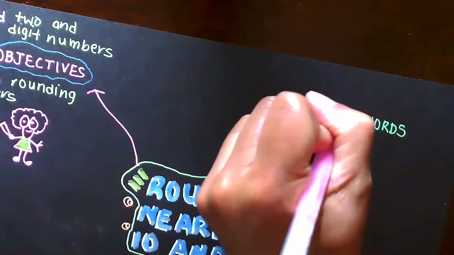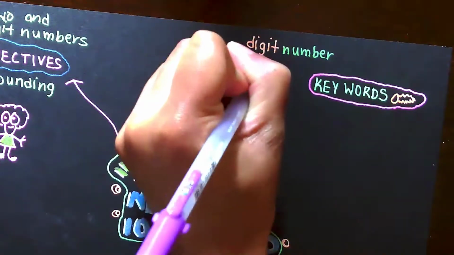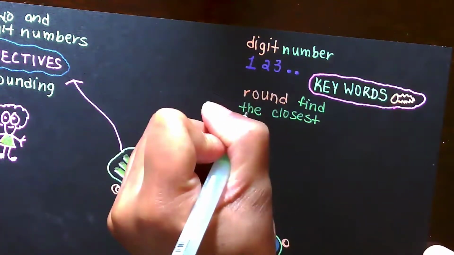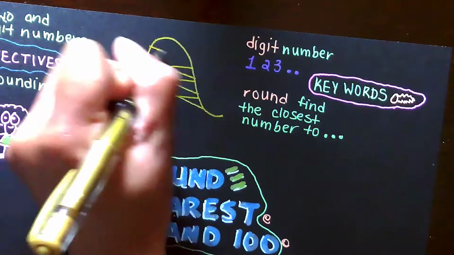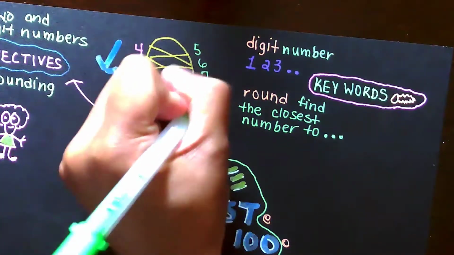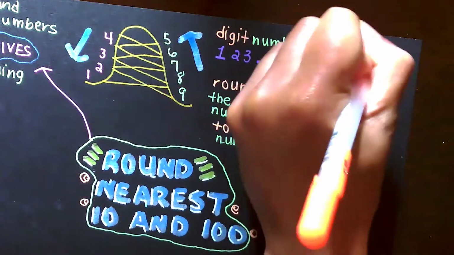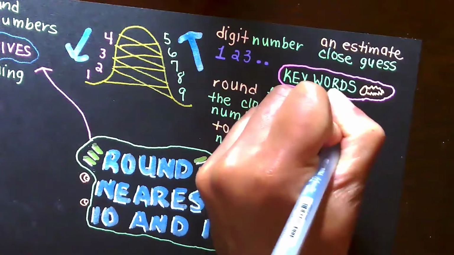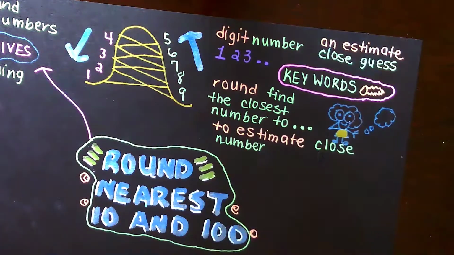Our keywords are digit, which is a number, any number, such as 1, 2, and 3. Round, which means to find the closest number. Estimate, which is a close number, and an estimate is a close guess. If I were to think of something that reminds me of rounding, it would be a roller coaster. Numbers 1, 2, 3, and 4 round down, and numbers 5, 6, 7, 8, and 9 round up.